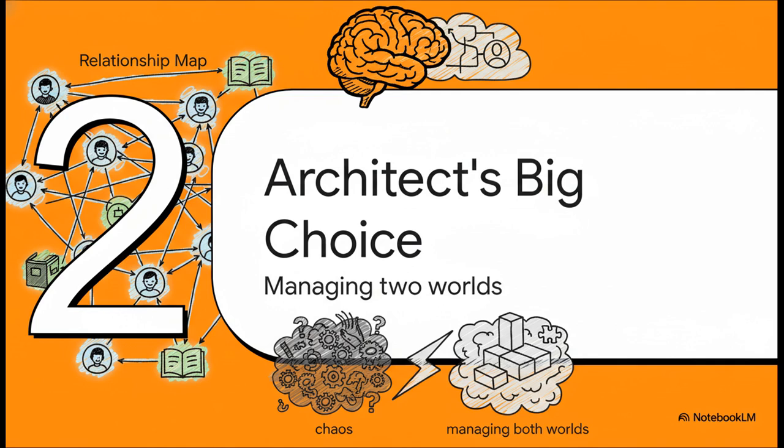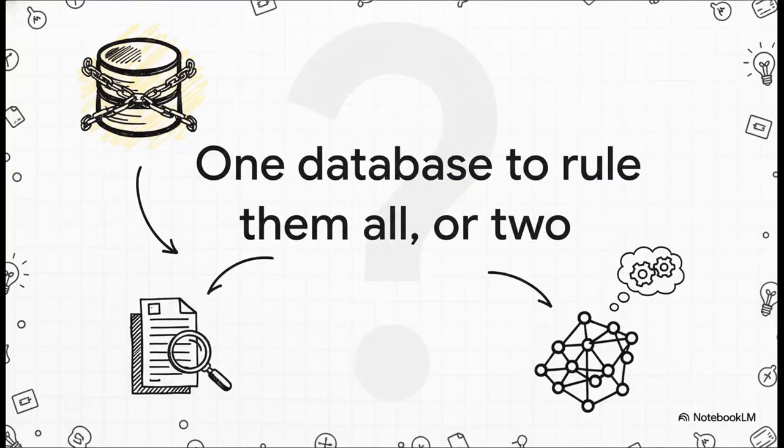And this brings every single architect to this huge fork in the road. How do you possibly juggle these two separate worlds without it all turning into complete chaos? And really, it boils down to this classic question. Do you try to find one single database that can kind of do both jobs okay? One system to rule them all? Or do you hire two separate, highly specialized experts, one that's amazing with documents and one that's a genius with graphs, and just figure out how to make them work together?